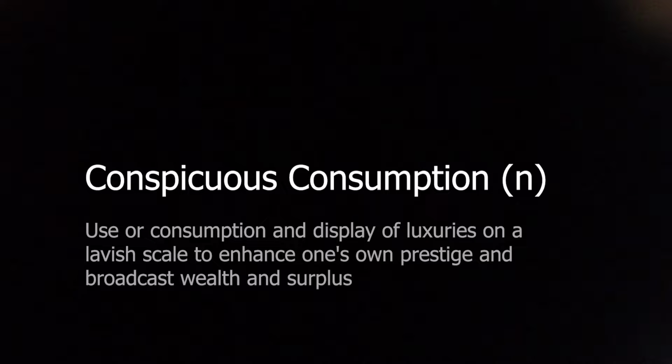How do you know that somebody's rich? They're not just going to tell you. What subtle clues can you use in your world building to show instead of telling? By far the most common tell of a high social status and wealth is conspicuous consumption. Conspicuous consumption is the use of luxuries and the display of these luxuries to enhance one's own prestige and to broadcast how much wealth and surplus one has.